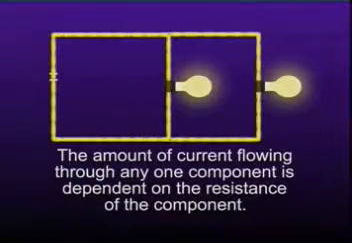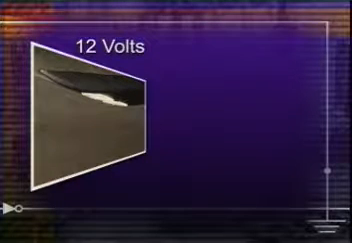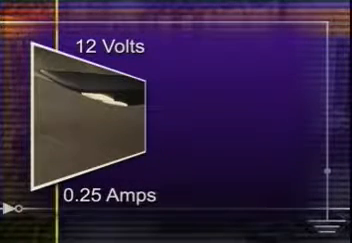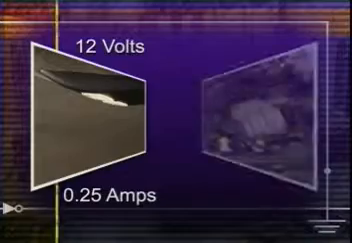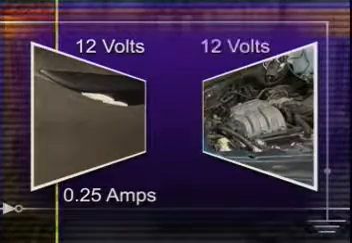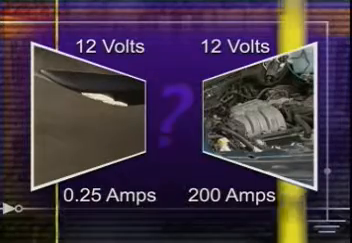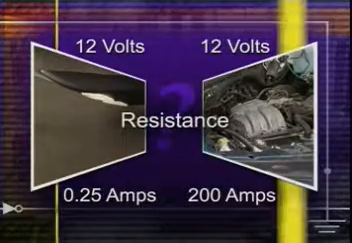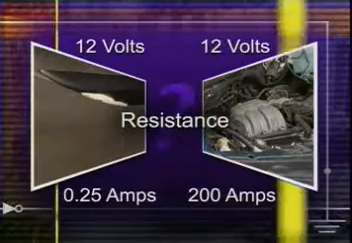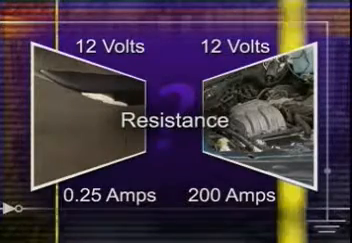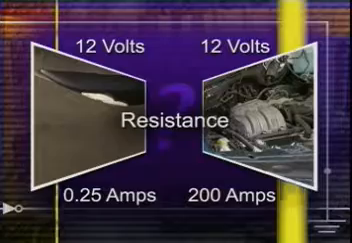In a parallel circuit, the amount of current flowing through any one component is dependent on the resistance of the component. For example, an interior light bulb is supplied with 12 volts from the battery, but uses only about 1/4 of 1 ampere. While the cranking motor is also supplied with 12 volts, but uses as much as 200 amperes of current. What's the difference? Resistance. The cranking motor has very low resistance compared with the interior light, and therefore uses much more current.